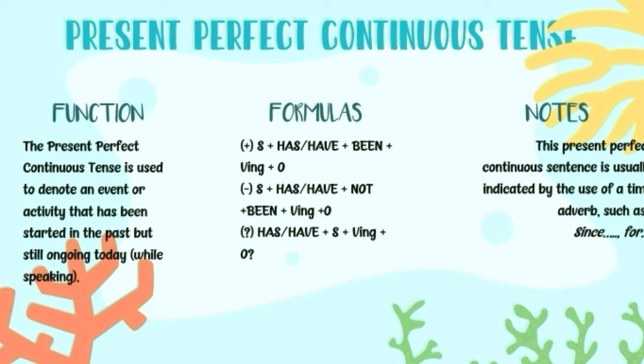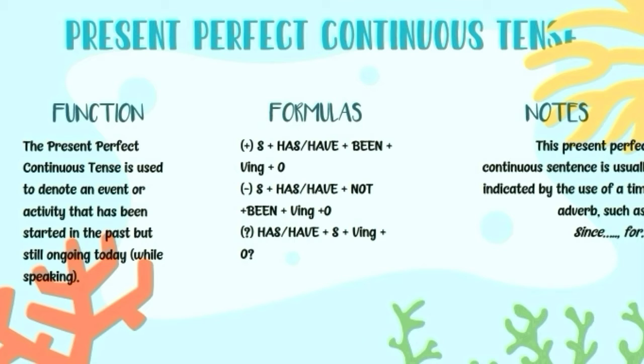Present perfect continuous. Function of present perfect continuous is used to denote an event or activity that has been started in the past but still ongoing today while speaking. The formulas that present perfect continuous tense uses is, when it's a positive form, subject plus has or have plus been plus verb ing plus object. When it's a negative form, subject plus has or have plus not plus been plus verb ing plus object. And when it's an interrogative form, has or have plus subject plus verb ing plus object.